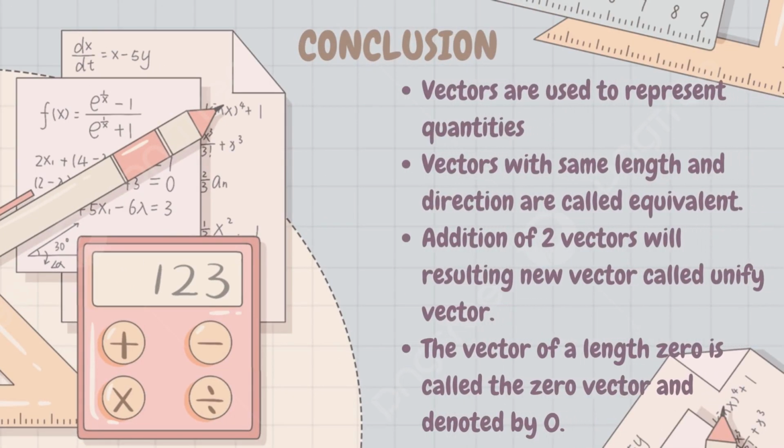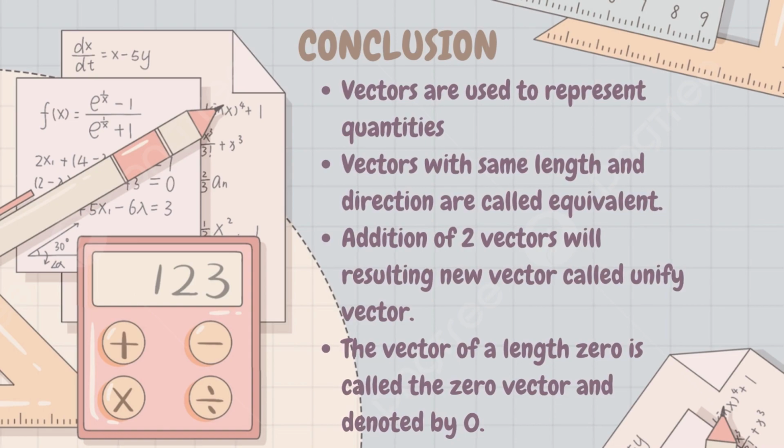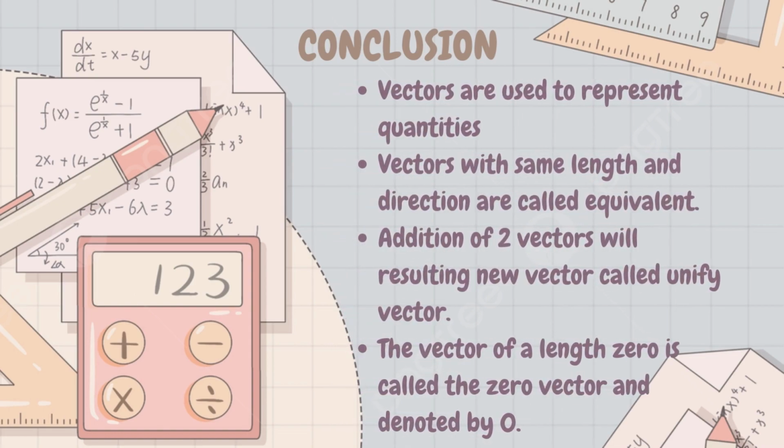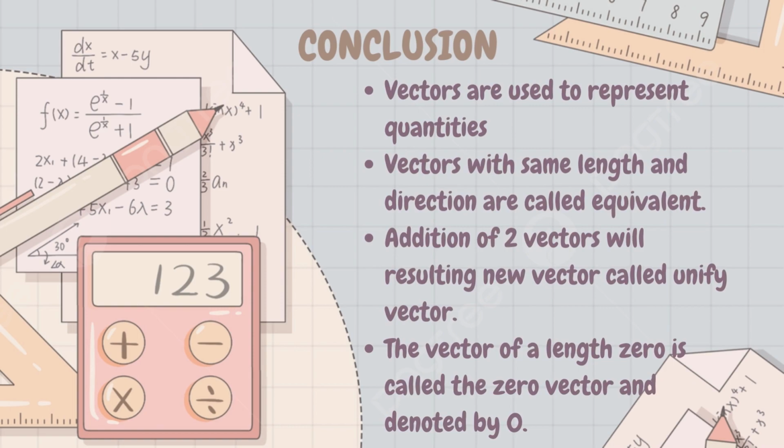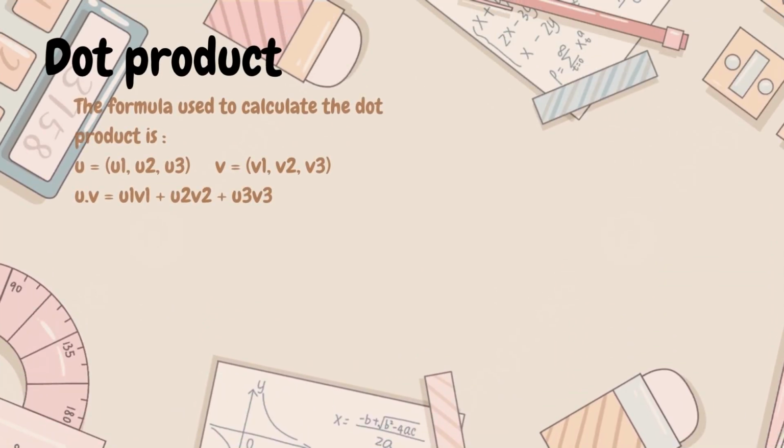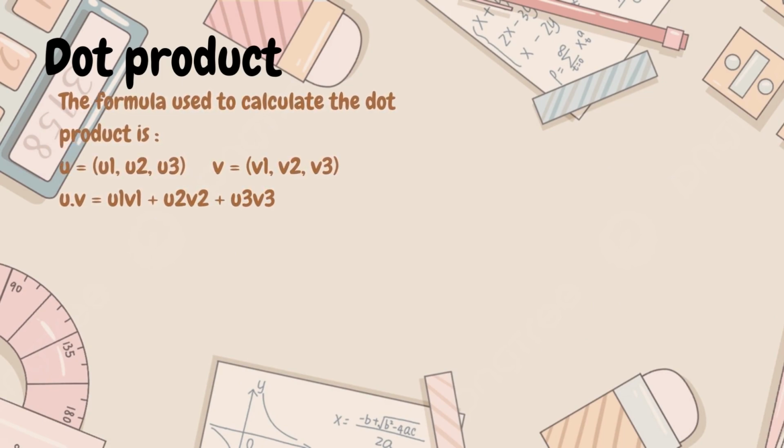In conclusion, vectors are used to represent quantities. Vectors with the same length and direction are called equivalent. Addition of two vectors will result in a new vector. The vector of length 0 is called the zero vector and is denoted by 0. If we have some vector u with components u1, u2, u3 and another vector v with components v1, v2 and v3, then its dot product will be denoted as u dot v. This will be equal to u1 v1 plus u2 v2 plus u3 v3. It is very important to note that this is a scalar product.